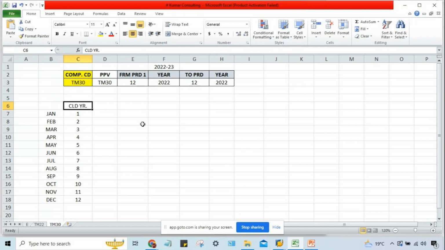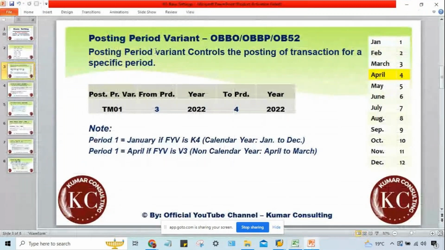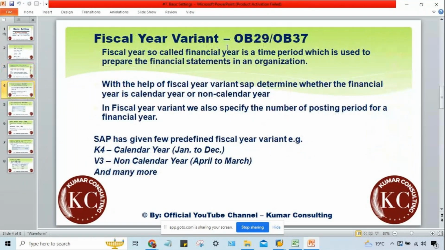Because the next setting is why I'm explaining this. The next setting after posting period is called the fiscal year variant. This one also we have to define. Why do we have to define it, guys? There is a logic. There is a reason for that. This is also pretty simple, guys, try to understand this one, right?